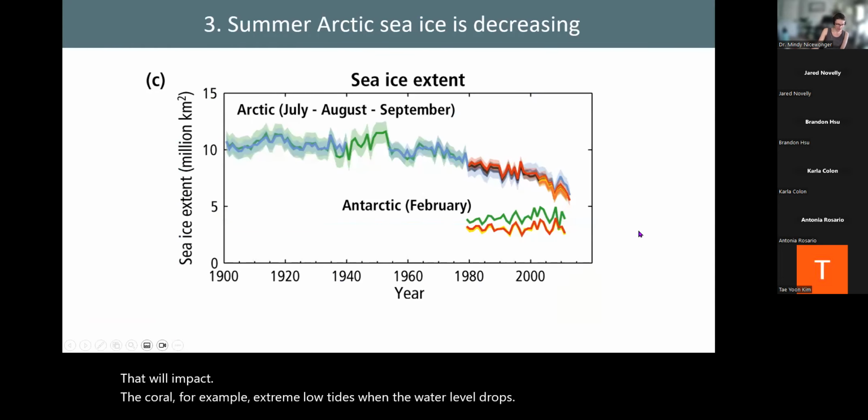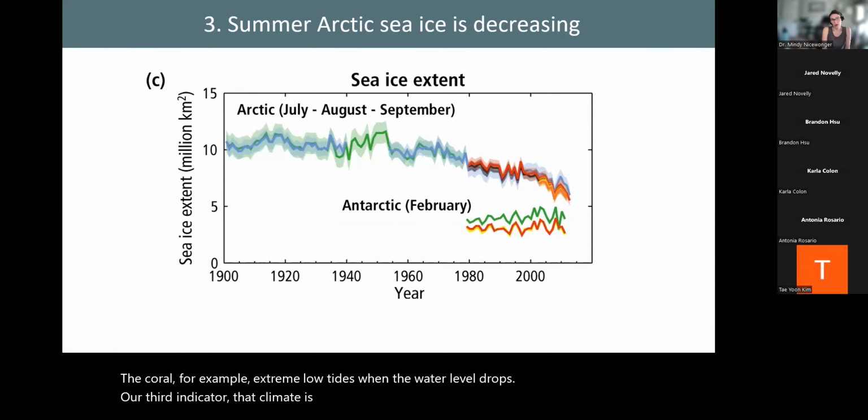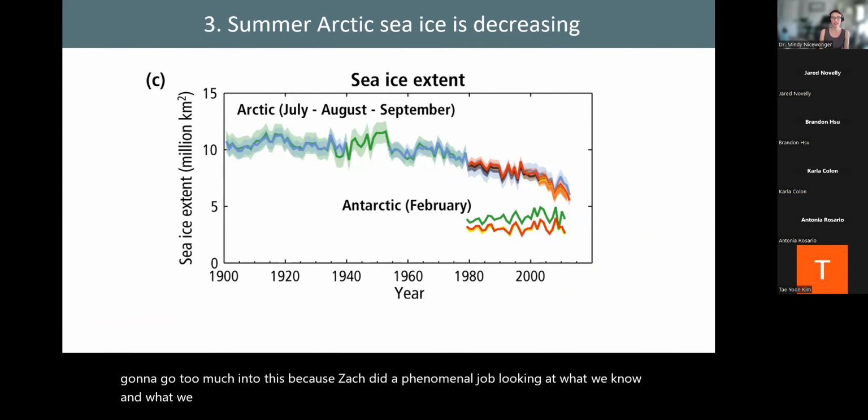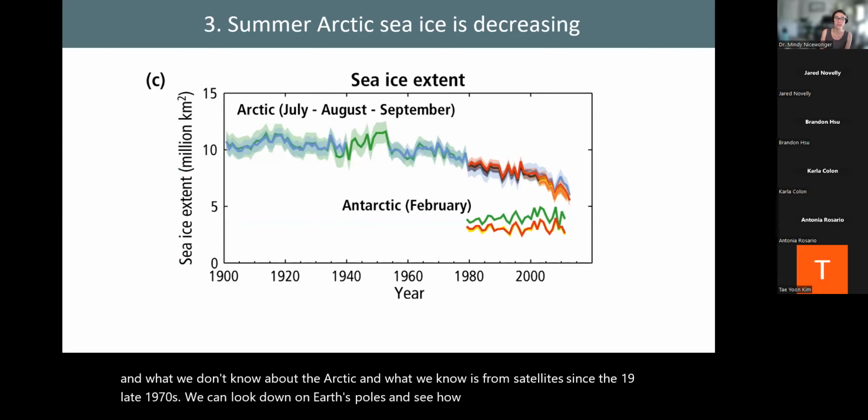Our third indicator that climate is changing is that Arctic sea ice is decreasing. I'm not going to go too much into this because Zach did a phenomenal job looking at what we know and what we don't know about the Arctic. What we know is from satellites since the late 1970s, we can look down on Earth's poles and see how much sea ice there is. And we can see that it's decreasing a lot.